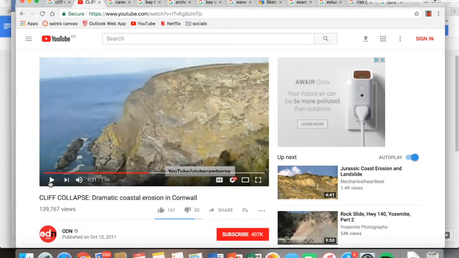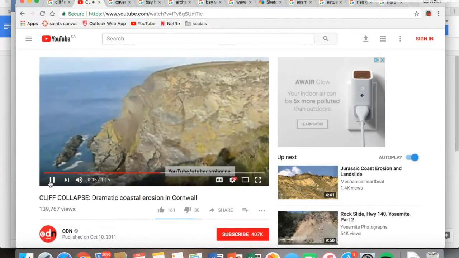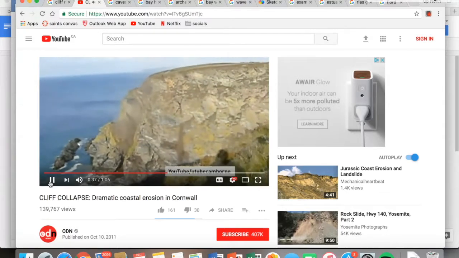Coastal landforms are heavily influenced by waves. As waves erode the shoreline, certain features can be observed. To start, we look at a video showing cliff retreat. A group of hikers in Cornwall got a first-hand look at coastal erosion in its most dramatic form. There it goes.